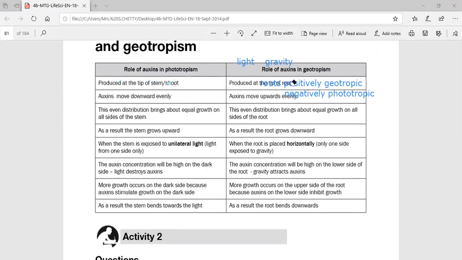Now, the uneven distribution of auxins will come from having an uneven distribution of light. So when the stem is exposed to unilateral light, light coming from one side. So let me just draw how we can do this in a laboratory situation. In a laboratory situation, for example, I can have a box. The box will cut off light, but I'll have a hole created.